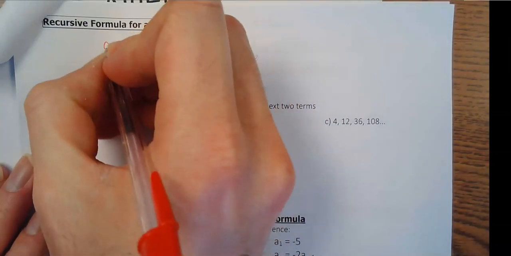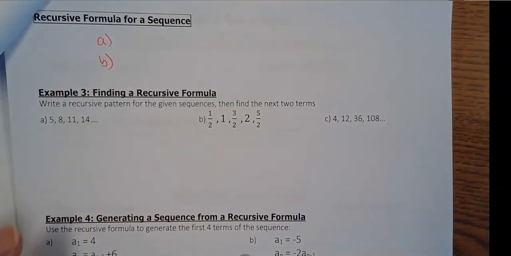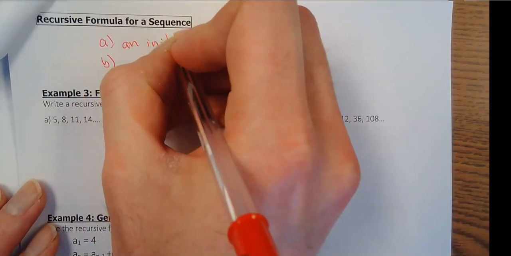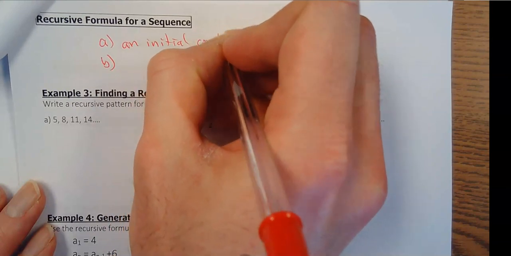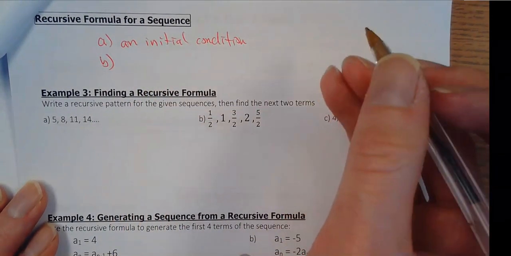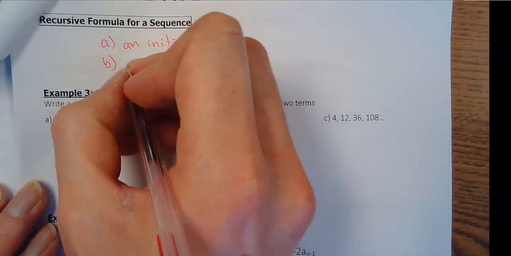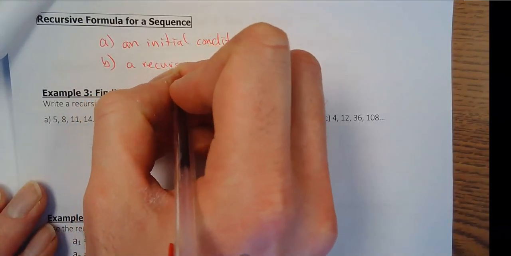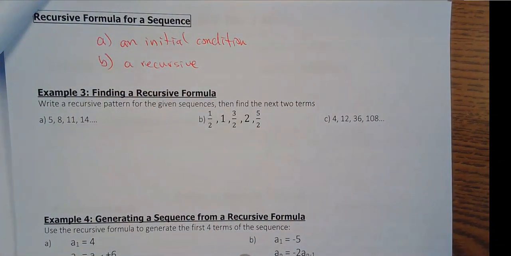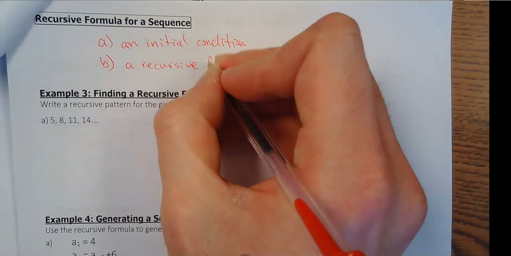So the recursive formula needs to have 2 things. There's 2 things you have to write down. The first one is the initial condition. So the initial value, initial condition. And then the second one is the formula. So it's a recursive formula, which if you've heard the word recursive just means something happening over and over and over and over and over. It just keeps happening.